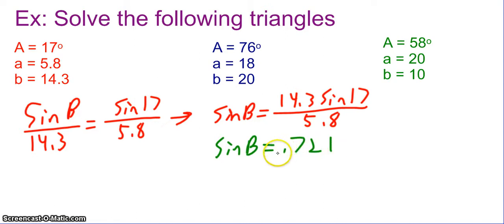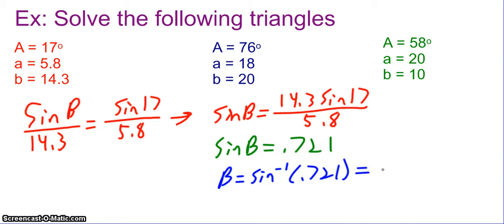How do I know that? Because my next step is to do the inverse of sine, and because this number is between -1 and 1, I know that that is going to exist. So B is sine inverse of 0.721, and that is 46.124 degrees.